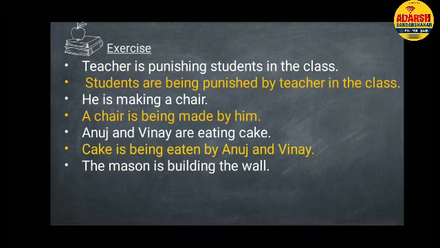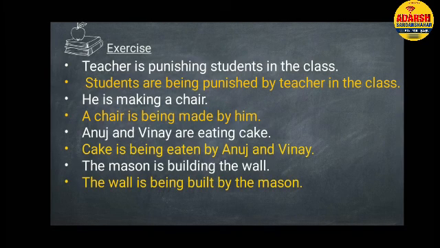So here our subject is the mason and our action is building. So building is our verb, and our subject mason is performing the activity of building on the wall. So the wall is our object. So let's convert the sentence and then discuss about the sentence. So the passive of this sentence is, the wall is being built by the mason.